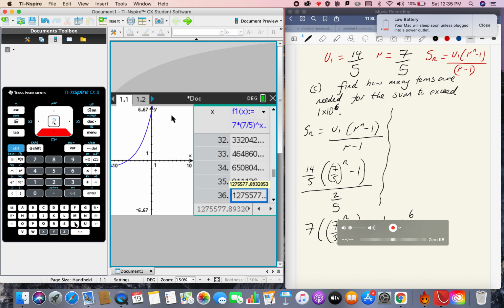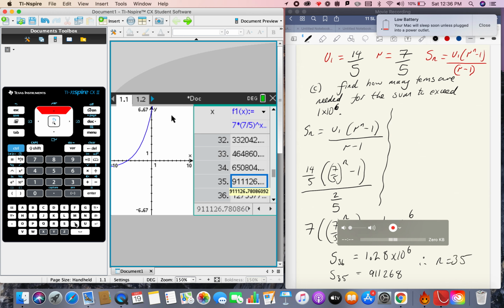So basically you're just going to write down S of 36 equals 1.28 million, which is greater than 1 times 10 to the 6. We'll just write down S of 35 as a comparison, and that's 911,268. Therefore, we need 35 terms. Okay, you can see that.